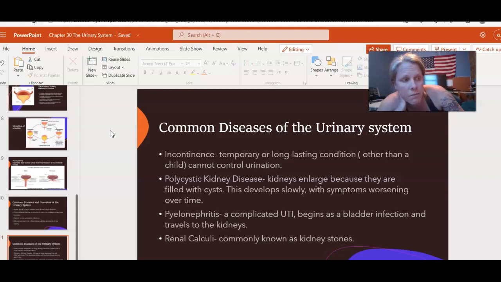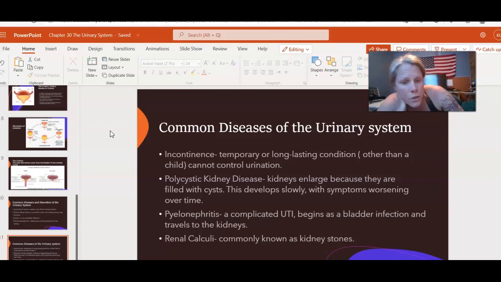Symptoms: fatigue, mental confusion, fever, nausea, pain in the back or abdomen if your kidneys are enlarged, painful urination, and then cloudy or bloody urine. Treatment would be intravenous fluids, pain meds, and antibiotics.